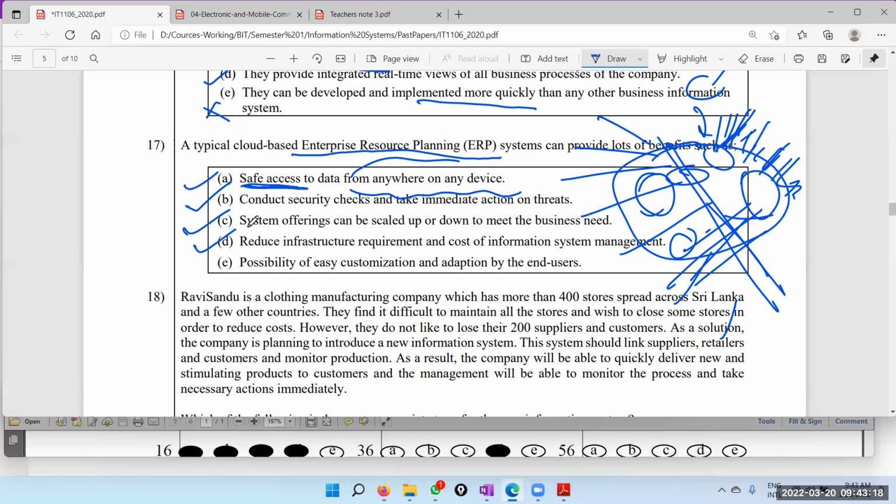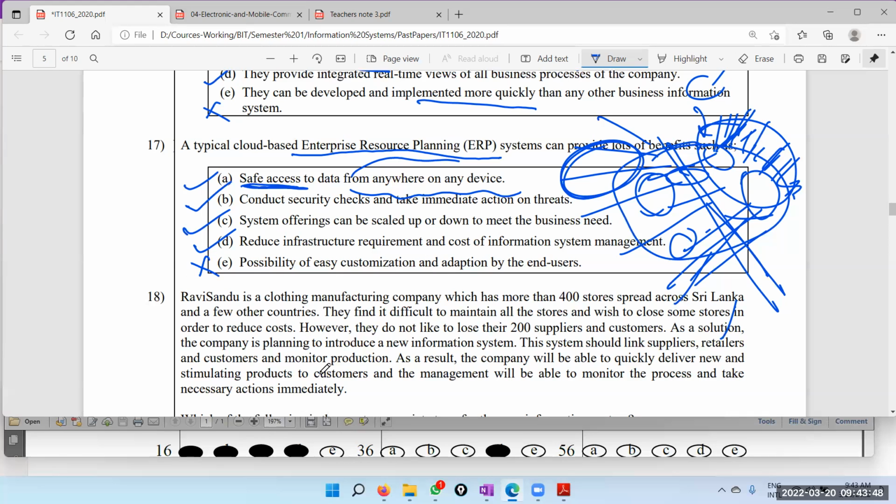Possibility of easy customization and adaptation by end users. So is that the case? When it is with them, not with us, it is difficult to customize, right? Because if everything is with us, it's easier for us to customize. But when everything is with them, we have fewer customization options. So therefore, I will not go for that.